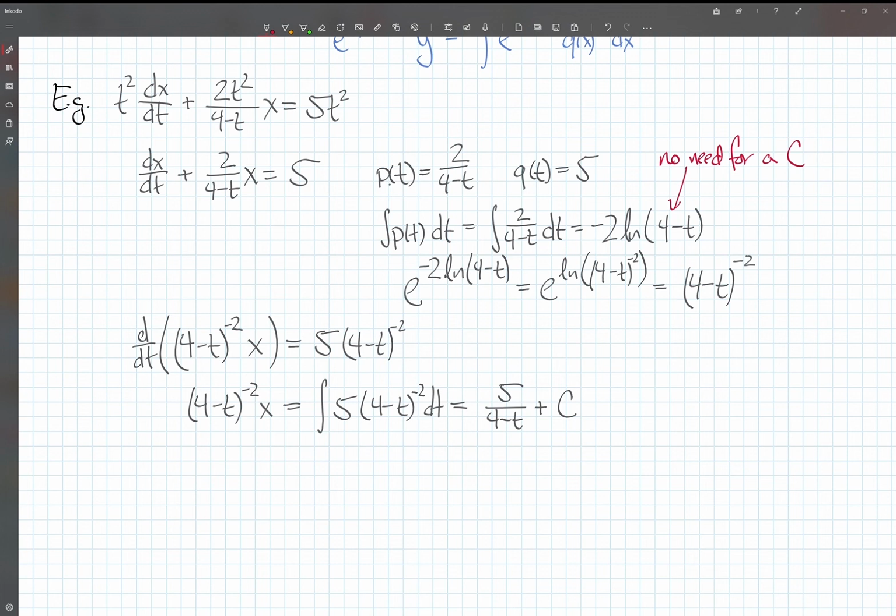On the other hand, when we're doing this integral on the right-hand side, we definitely need this. That makes sense. This is a first order equation, so there should be one parameter, right? One coefficient we have to determine because the solution set is one-dimensional. Let's go ahead and finish the problem. And to finish the problem, we just multiply through by 4 minus t squared. And that's our solution. Notice we still have that one parameter.